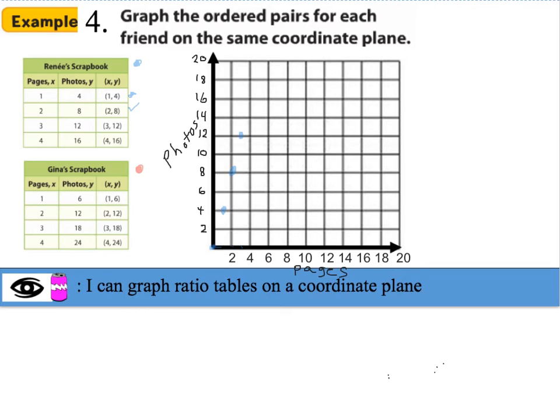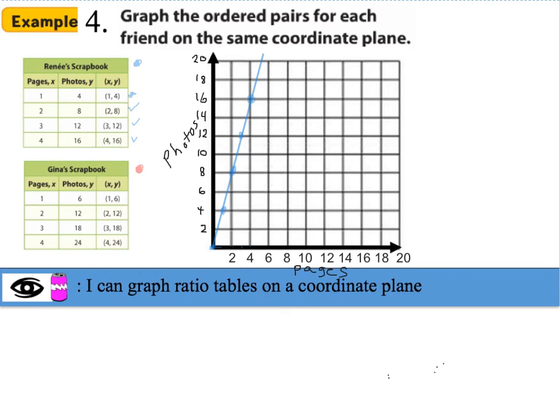So I've just graphed 3, 12, and the last one would be 4, 16. So start at 0, 0, jump to 4 on the x-axis, and I'm going to go up to 16 on my y-axis. So my point would be right here. So I've just graphed 4, 16. Notice I can connect all the blue dots on one single line. So now let's go ahead and graph Gina's ordered pairs.